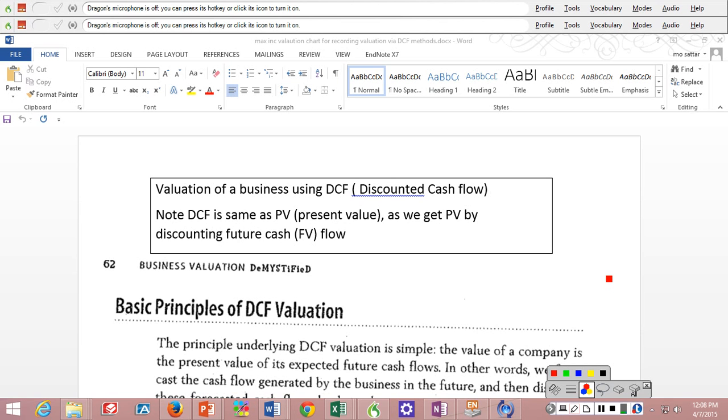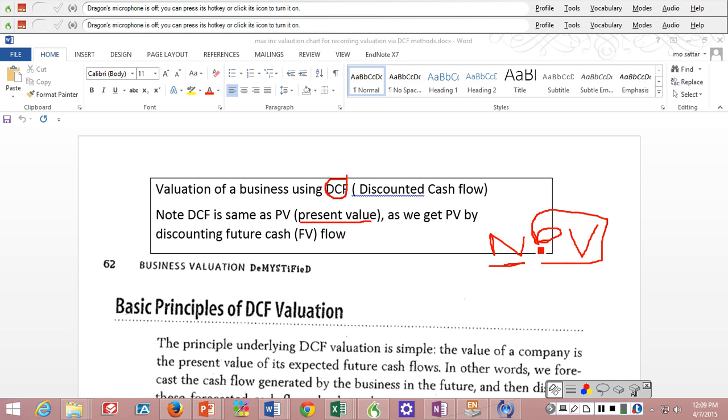So the valuation methodology is called the discounted cash flow. And the discounted cash flow, DCF, is the same thing as present value. In the prior lectures, you have all learned about net present value, NPV, and we've talked about the IRR. NPV is basically netting, which means we sum up all the present values.